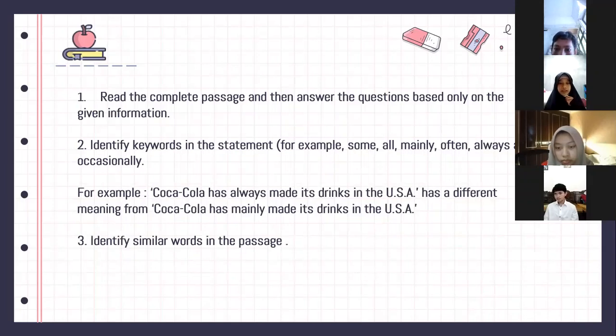The third is identify similar words in the passage. Don't look for words that exactly match those in the statement. You should also look for synonyms. Remember that you are matching meaning, not words.